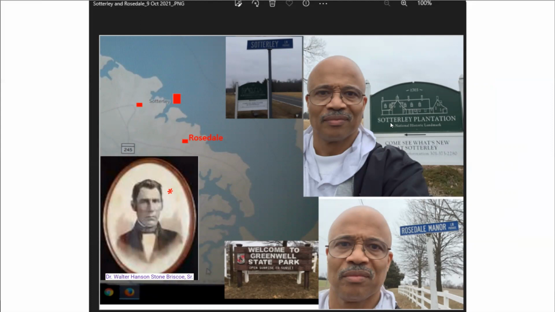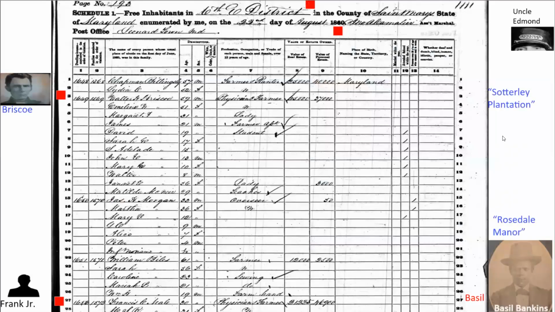And so we now can begin to put more pieces to the puzzle and connect the dots, just knowing more information and being able to do our own independent research to find additional information. If we go to the 1860 census, we find physician and farmer, Dr. Walter Briscoe, who was at Sodderly. And on the same page, not too far away, here's our Frank Neal, physician and farmer, also on the same page in the same district, the 6th district, in Hollywood, Maryland, in close proximity to Sodderly Plantation. So Rosedale Manor and my enslaved great-grandfather would have been there as well.